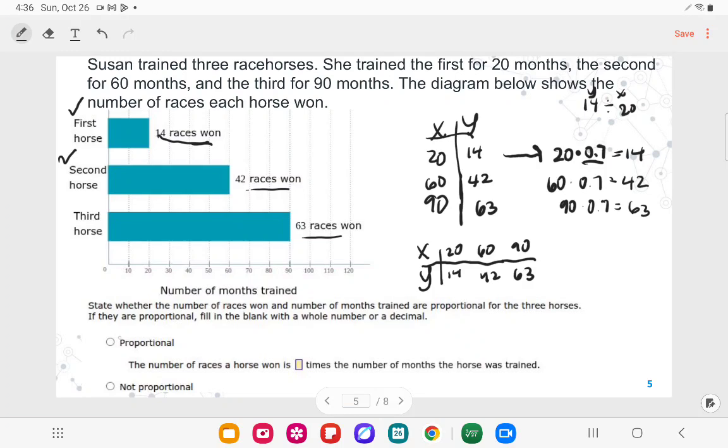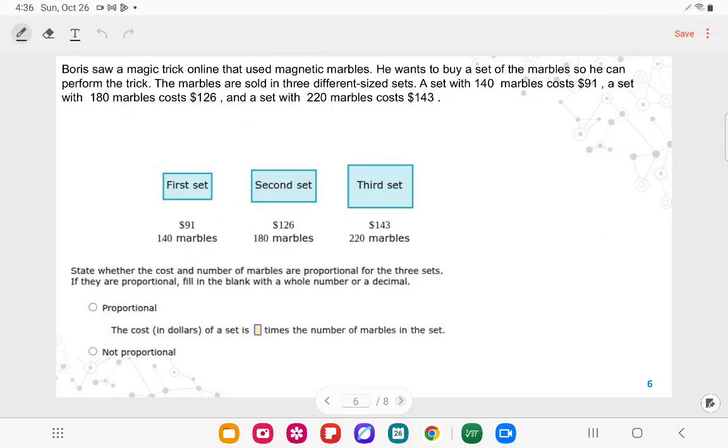So yes, this is proportional because I'm timesing by the same amount each time. Okay, and I can fill in this blank: the number of races of horse 1 is 0.7 times the number of months that the horse was trained. Let's look at one that is not proportional so you can see the difference.